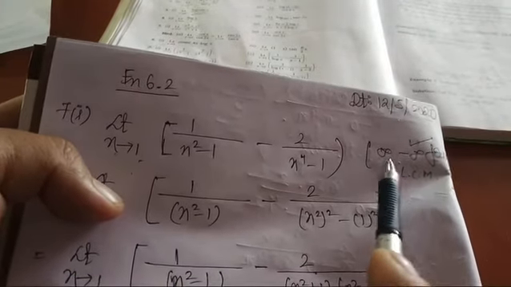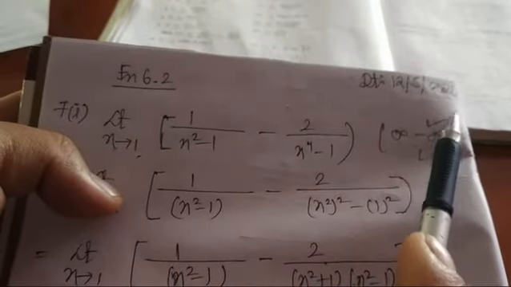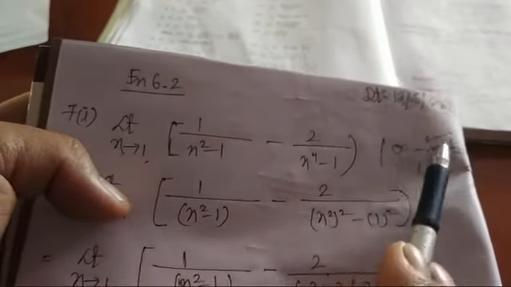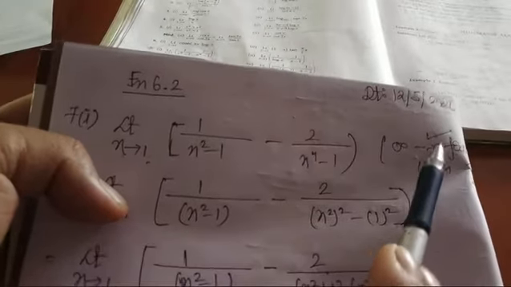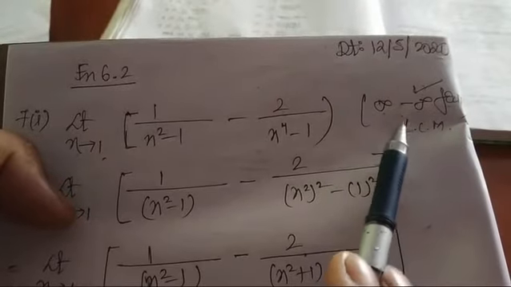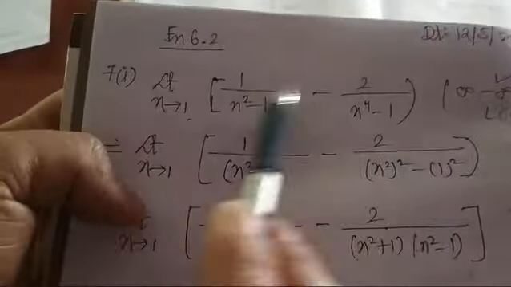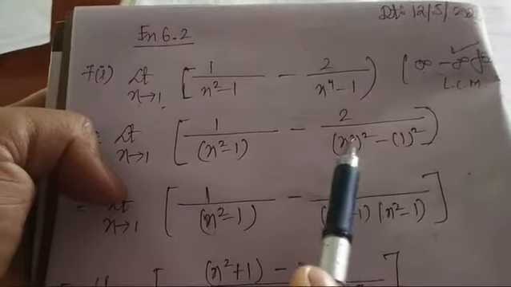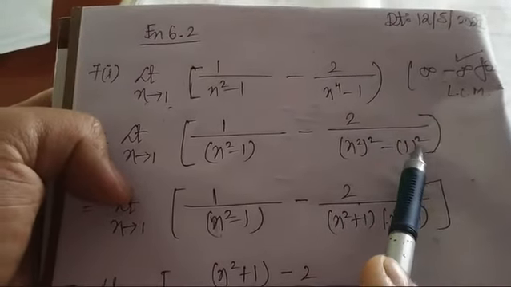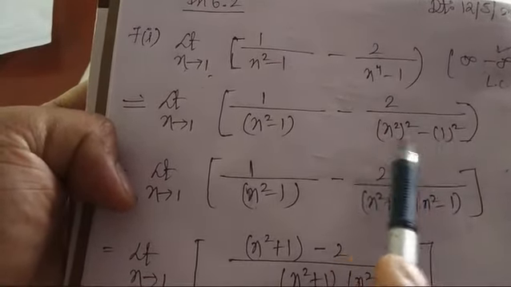Now this is the new form that we're learning. 0 by 0 we have done, infinity by infinity we have done, and now we are coming to infinity minus infinity form. Whenever I get infinity minus infinity form, the first thing that we'll do is take the LCM. Before I take the LCM, I can simplify x to the power 4 as x square whole square minus 1 square, in the form of a square minus b square. So I'll be getting the factorized form of this expression.